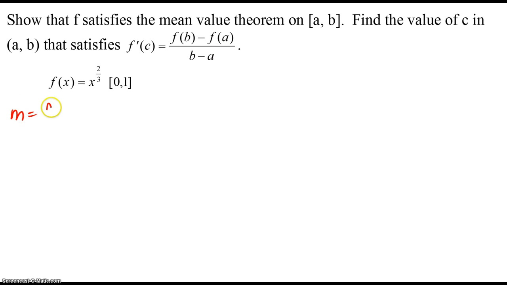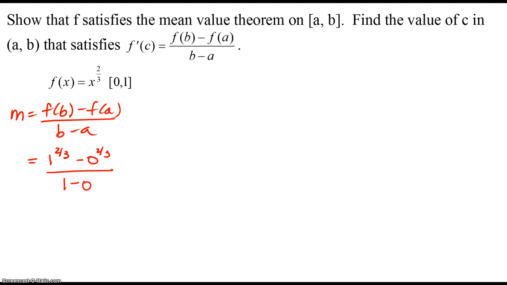Slope equals f of B minus f of A over B minus A. And since our function is x to the 2/3, our interval is from 0 to 1. That would give me 1 to the 2/3 minus 0 to the 2/3 all over 1 minus 0. So our slope here would just be 1. So that's the first part. That's the average rate of change. So that's the right-hand side.